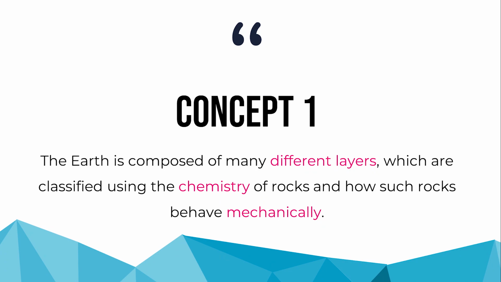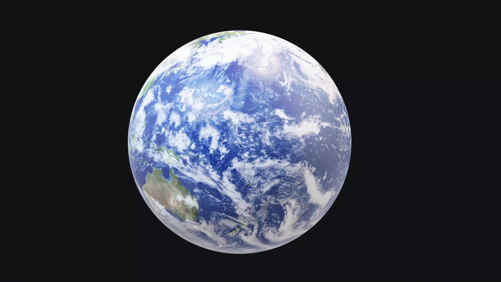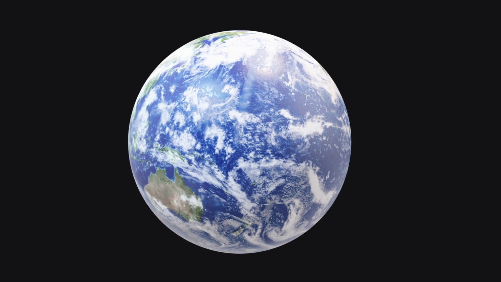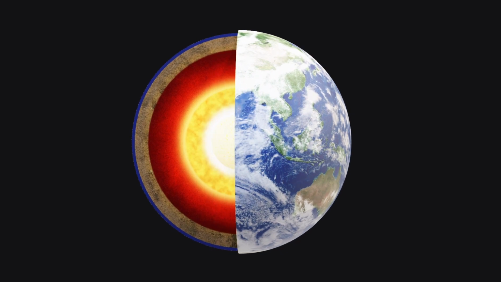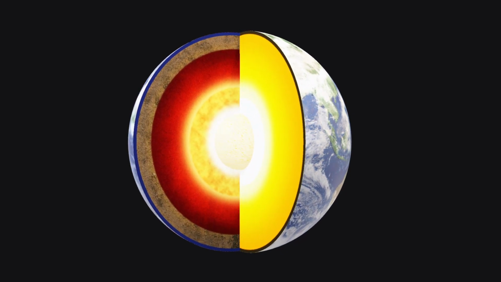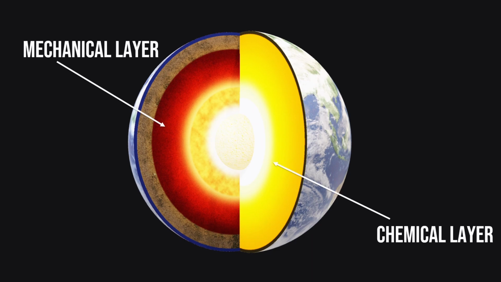And here is our very first concept for this topic. The Earth is composed of many different layers, which are classified using the chemistry of rocks and how such rocks behave mechanically. Today we have a pretty good idea of what lies within our planet's interior. Our current understanding indicates that our planet has two distinct layers called chemical and mechanical layers.